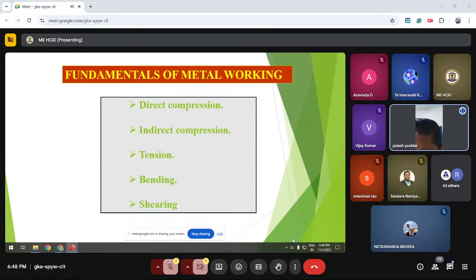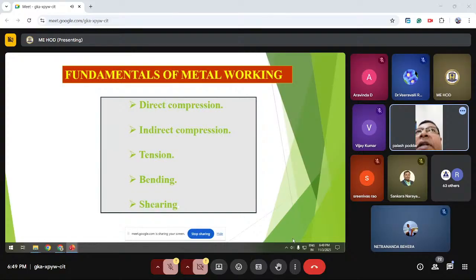Metalworking processes are techniques used to shape metals into desired forms or other shapes by applying mechanical forces, heat, or both. These processes rely on the principles of material deformation, mechanics, and metallurgy. The fundamentals of metalworking processes include direct compression, indirect compression, tension, bending, shearing.